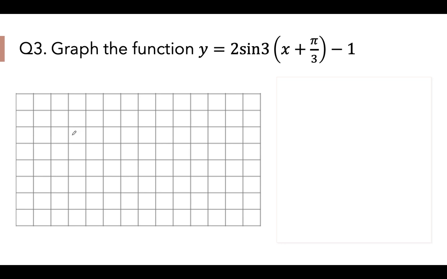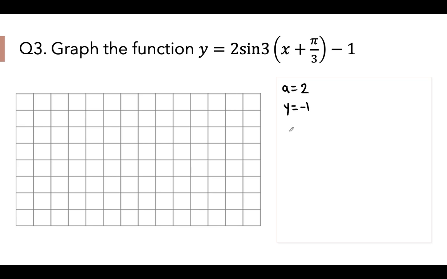Next one, so graph the function y is equal to 2 sine 3(x + pi over 3) minus 1. Okay, so let's write down all the given information. So A, amplitude, is 2. We have the equation of axis, y is equal to -1.